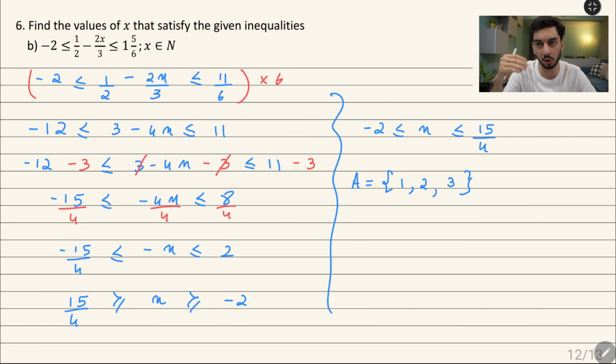16 over 4 is a 4, so 15 over 4 is slightly less than 4, so we just do not accept that. So 1, 2 and 3 are my solutions. That's it. Okay, I hope you got how to do this. If not, then just rewind it and watch it again.